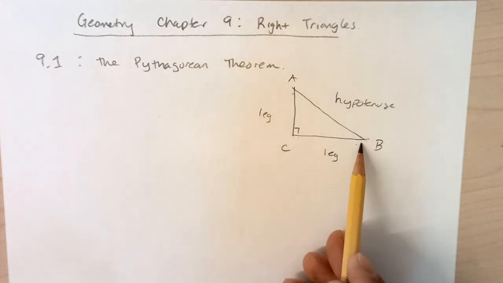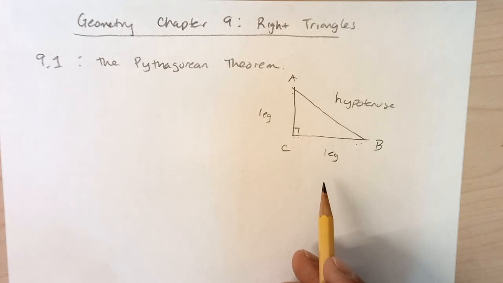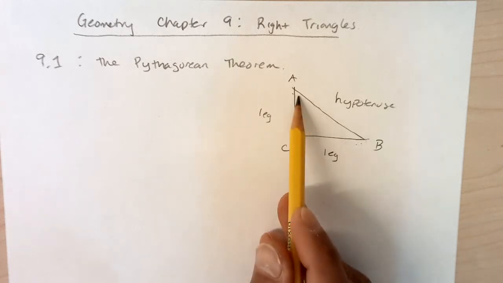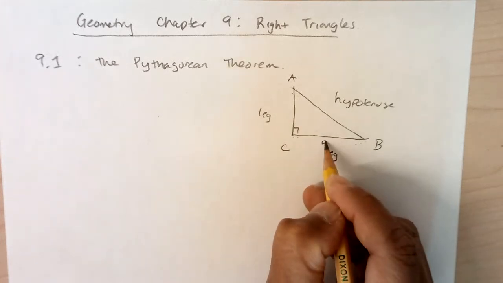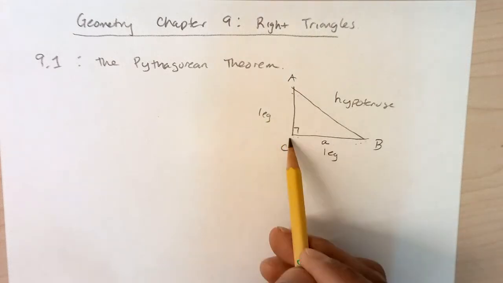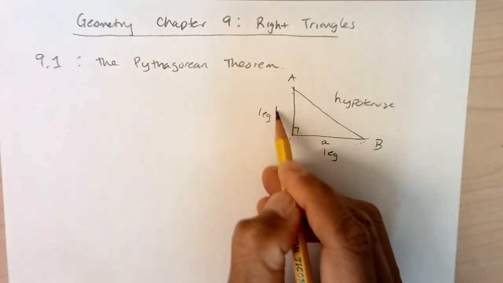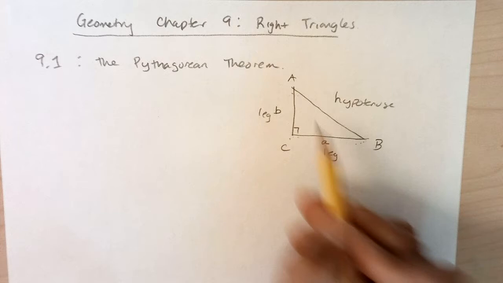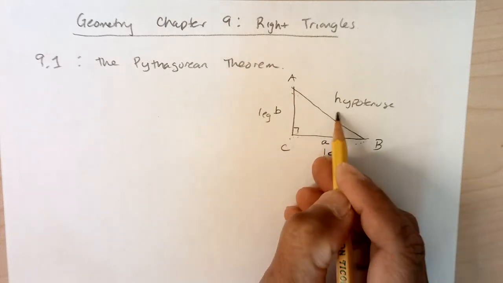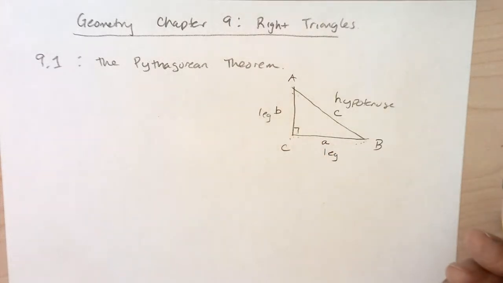For simplicity's sake as well, side length CB is opposite angle A. So instead of referring to that as side CB, I'm going to use a lowercase letter to represent the sides. So since it's opposite angle A, I'm going to let that be a. AC is opposite angle B, so that's lowercase b. And then AB is opposite angle C, that's side length c.